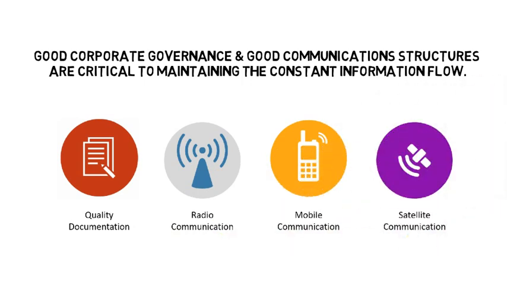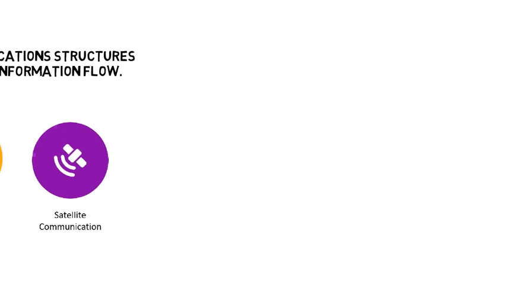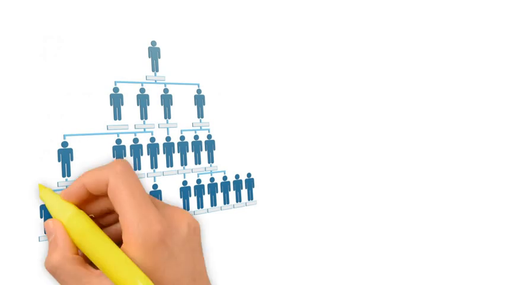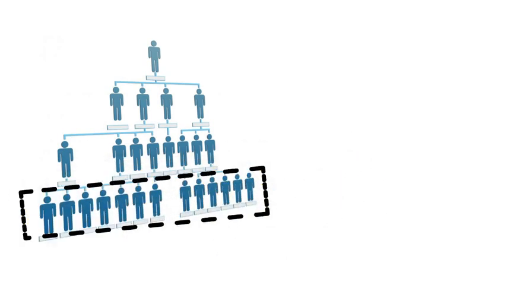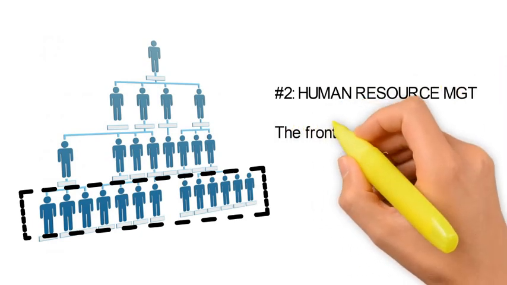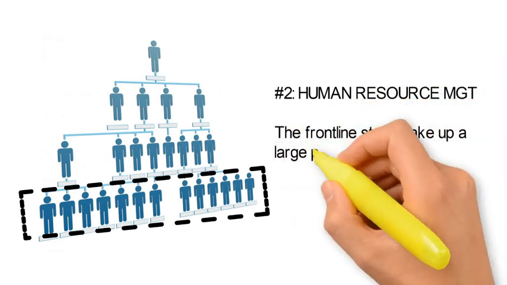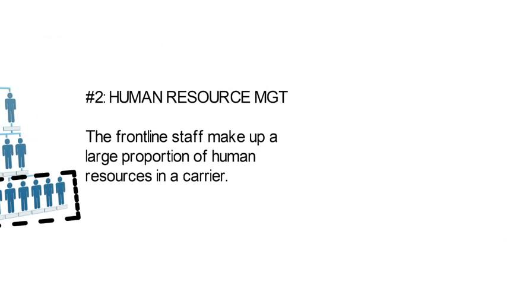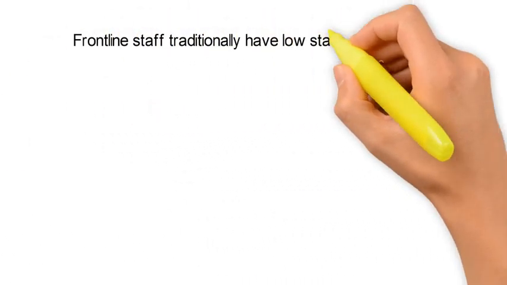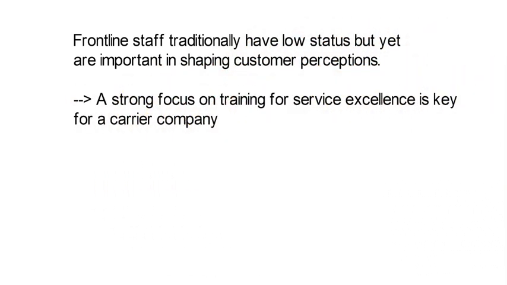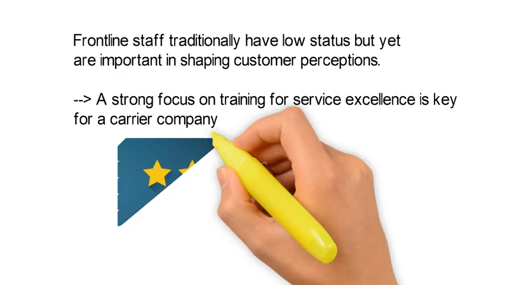Secondly, the carrier needs to acknowledge that people are the key to their success. The frontline staff who make up a large proportion of their human resources, such as the drivers, dispatchers, customer service, are in fact the ones who are the most critical. Frontline staff who traditionally have low status are important in shaping the customer's perceptions. Thus, a strong focus on training them for service excellence is key to the success of a carrier company.